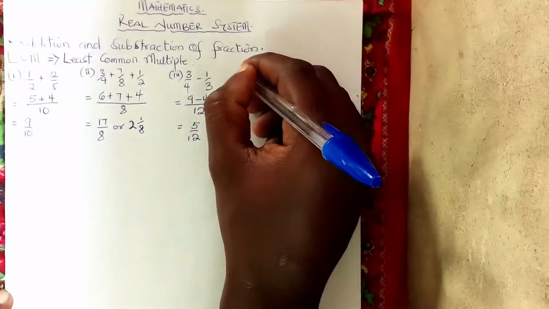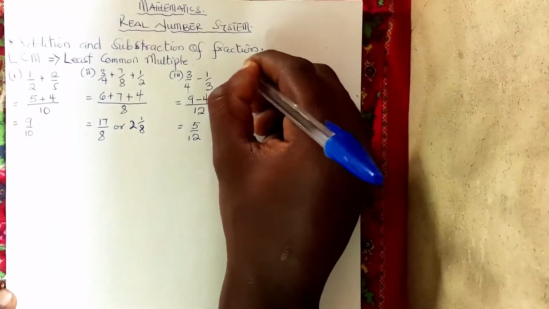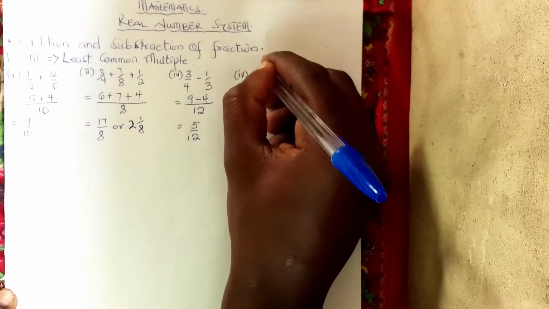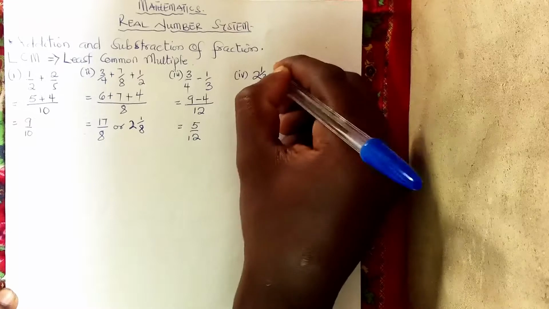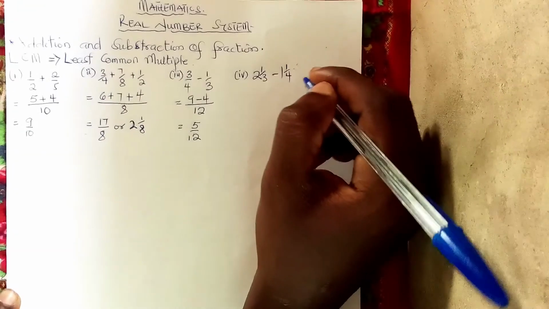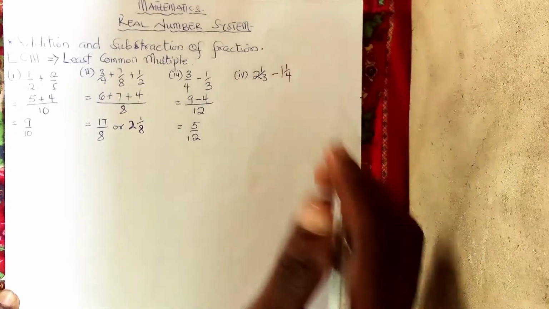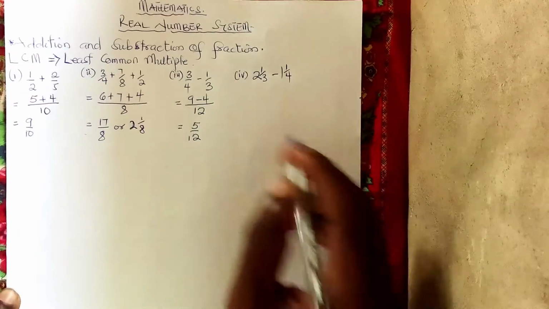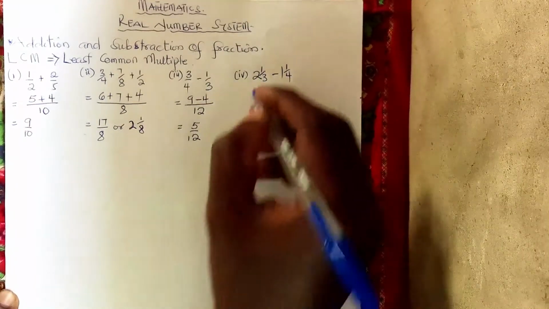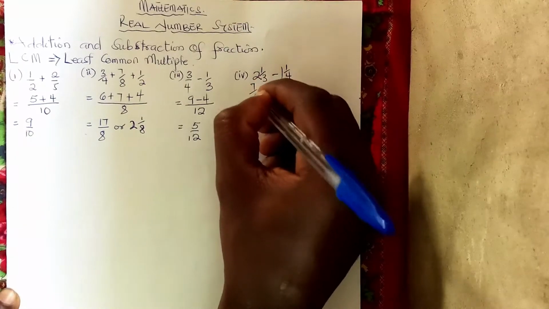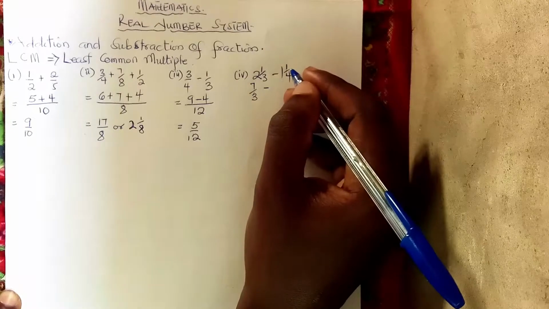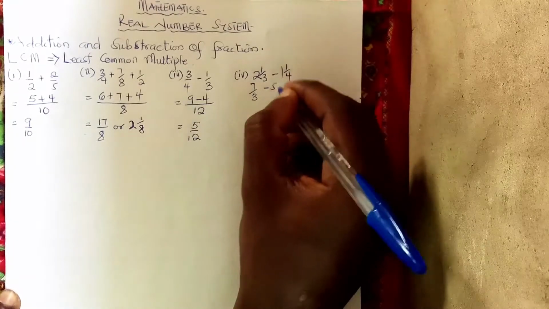Next example on minus. So we have 2 and 1/3 minus 1 and 1/4. For you to solve this, we have to first change it into improper fraction. So we have 3 times 2 is 6 plus 1 is 7. So we have 7 on 3 minus 4 times 1, 4 plus 1, 5. So we have 5 on 4.